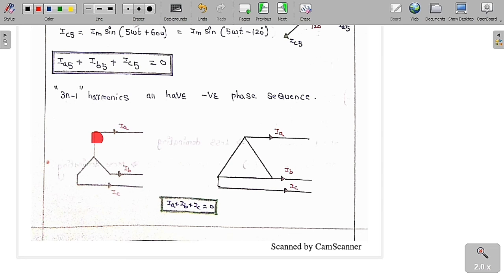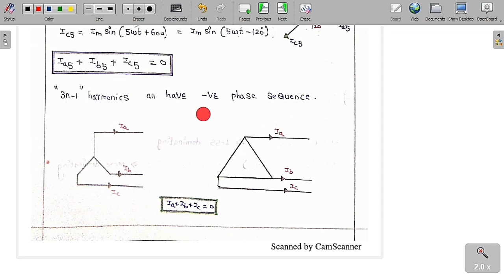Let me take a star connection and a delta connection and see what is going to happen. Suppose I assume a star connection. The line currents are Ia, Ib and Ic. If you apply KCL at this point, then Ia plus Ib plus Ic is always equal to 0. Similarly, if you take the delta connection with line currents Ia, Ib and Ic, and apply KCL at this super node, Ia plus Ib plus Ic is equal to 0.